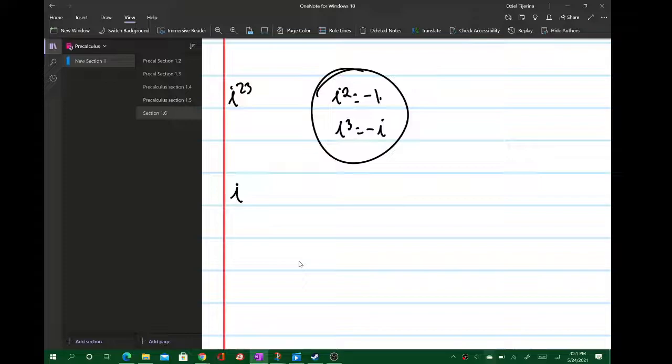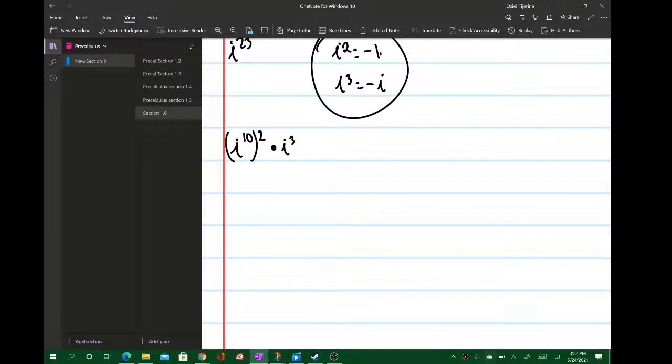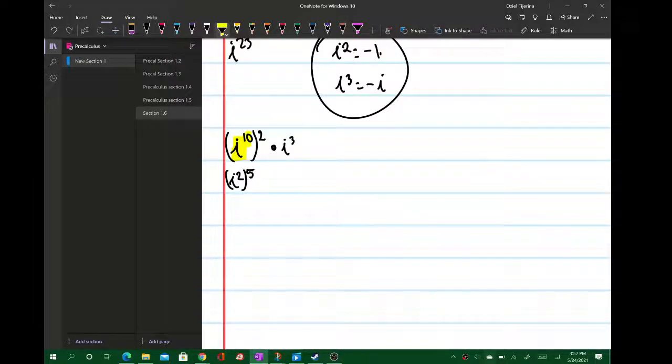So i to the 23rd, you can rewrite this as i to the 10th, and then to the 2nd power, and then times i cubed. And we can do this, and we can say, well, this is really i squared to the 5th. This one here is i squared to the 5th, and then we put that to the 2nd power, right? And then we can say i squared times i, right? So then we have i squared to the 5th to the 2nd power times negative 1 times i.